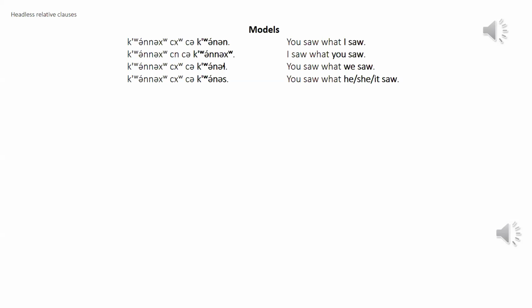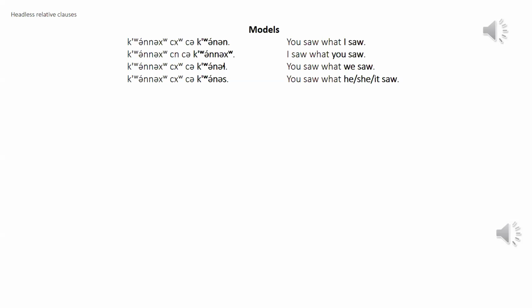If you compare these sets of models with the previous models, you're going to notice that these are just like those models without the head nouns. These are called headless relative clauses because the head is unstated. In English, there are various ways of translating these. The first model can be translated, you saw that which I saw, or you saw the one I saw, as well as you saw what I saw.